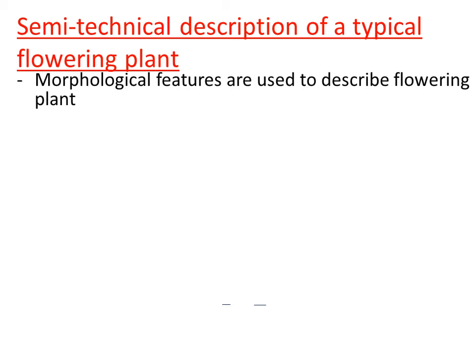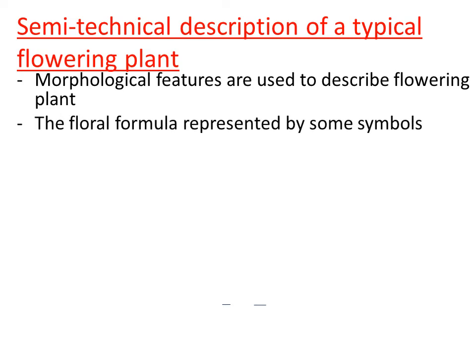In order to write this floral formula, we need some symbols. So here we are going to study which symbols are used for which whorl of the flower. That is known as the semi-technical description of a typical flowering plant. Morphological features are very important to describe the flowering plant. When we represent the floral characters by a formula, that needs symbols. So now let us study the symbols used for different conditions and different whorls of the flower.